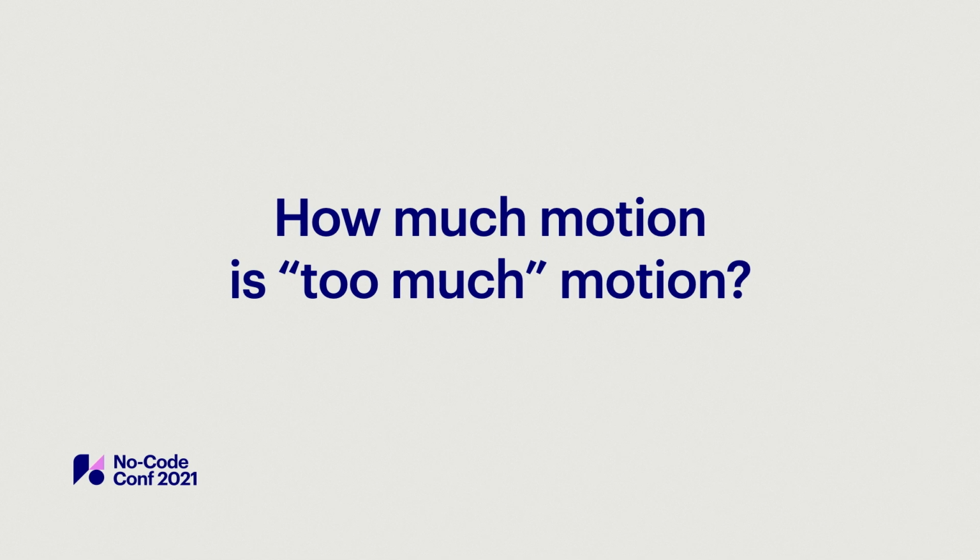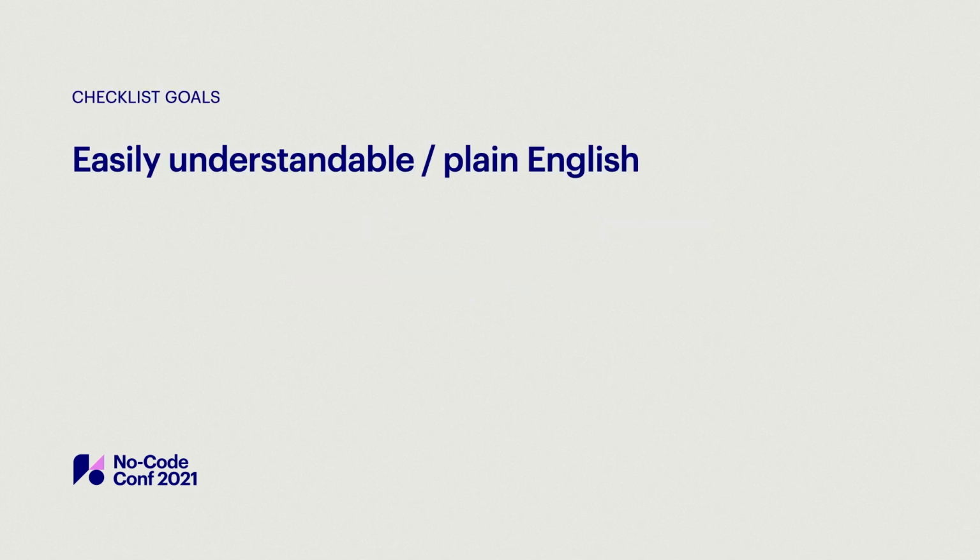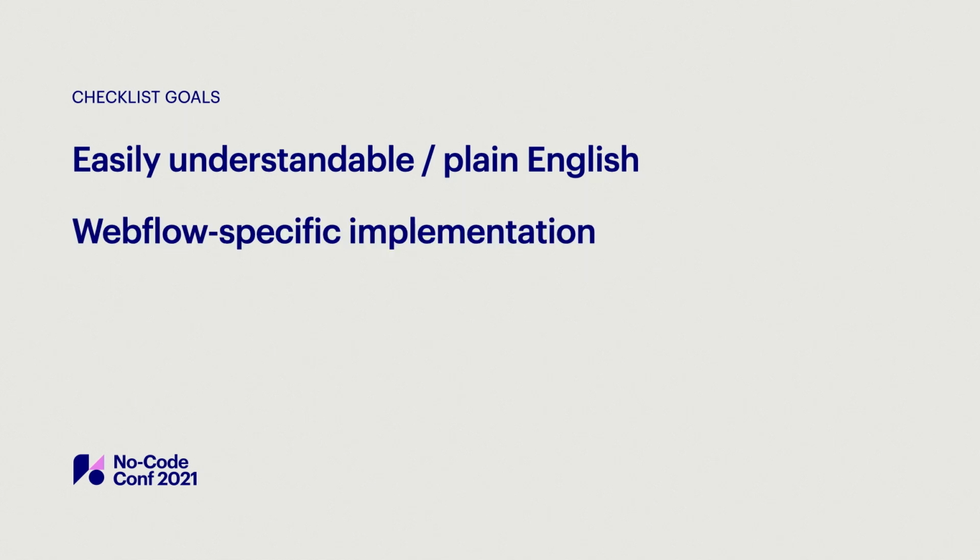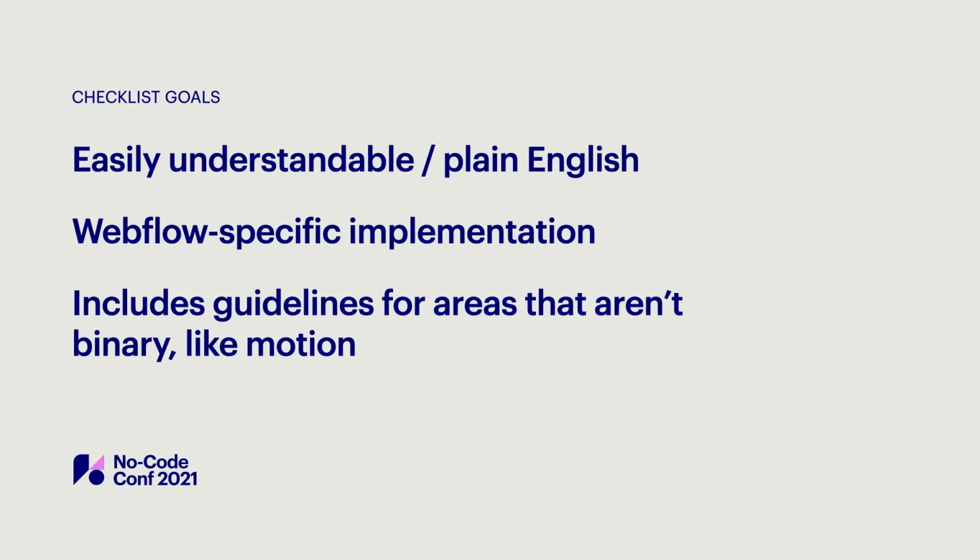You either have sufficient text contrast or you don't, but for motion, for example, it's not as clear. Guidelines say things like, don't use excessive motion, but what does that mean? So we set out on applying our learnings to our own checklist that would accomplish the following. Be easily understandable and written in plain English, include Webflow-specific implementation for development, and include guidelines even for areas that aren't as black and white, like motion.